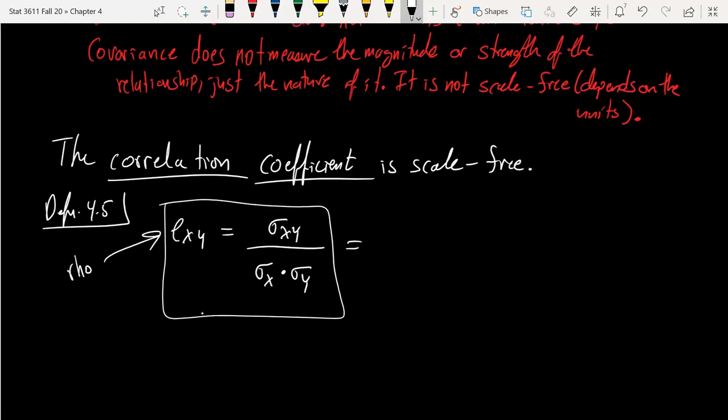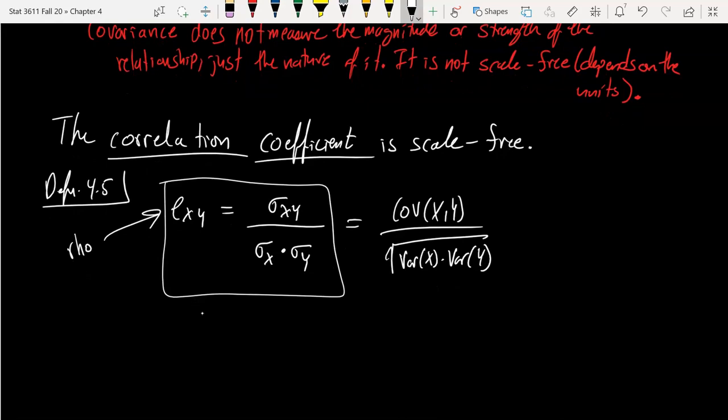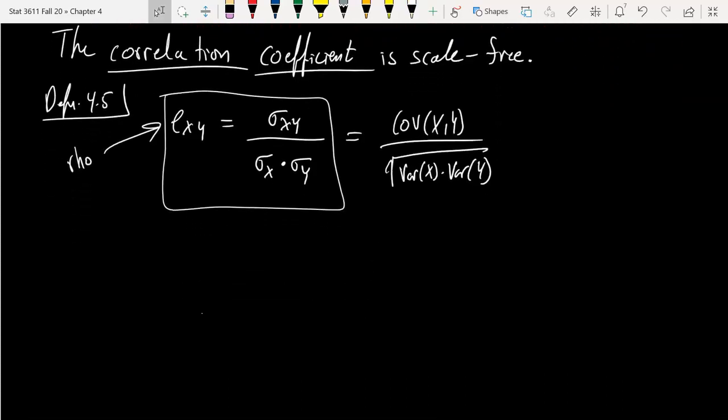Or, depending on the notation, it is the covariance of x with y divided by the square root of the variance of x times the variance of y. The square root of those variances would be the standard deviations, naturally, right? Okay, so what can we say about the correlation coefficient? When you're dividing by the standard deviations, you're standardizing your covariance in some sense, and it's got a couple of nice properties.